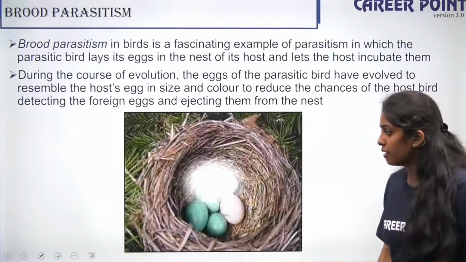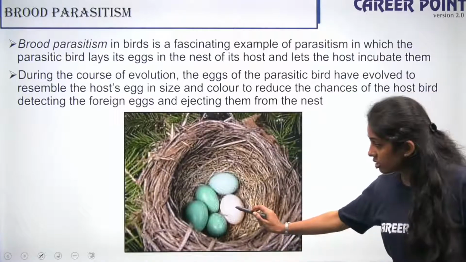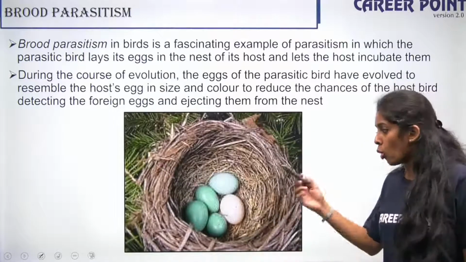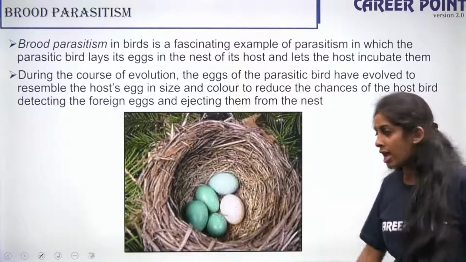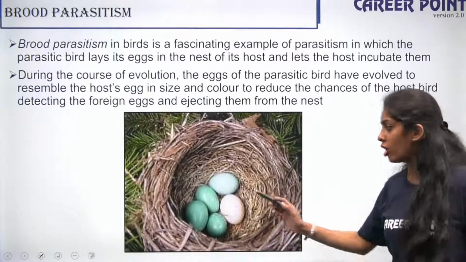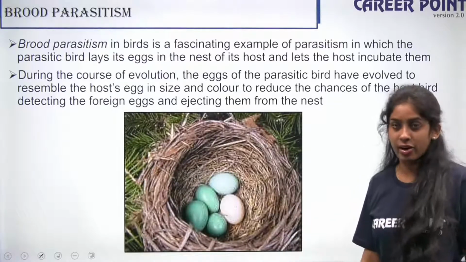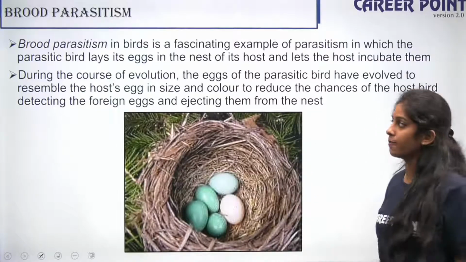For example, the blue eggs are the ones that are laid by the host. Okay. So this is a parasitic egg. Over time, these eggs have also become the same size as the blue eggs and they've also become the same color. So that now your host bird will not recognize this as a parasite egg, right? So this is the mechanism by which they co-evolve together.